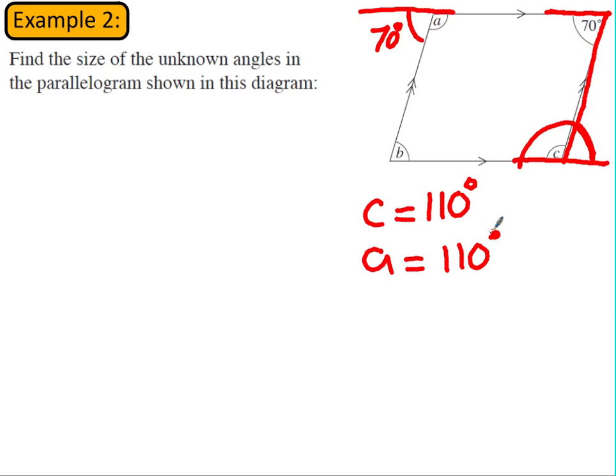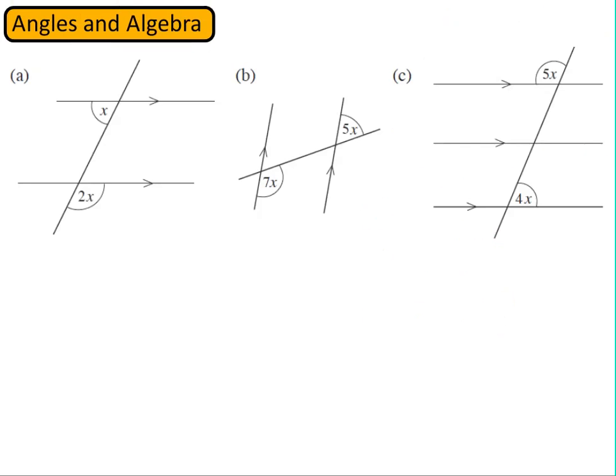Now we can find B in similar fashion. Of course, if this is 70, then of course B is going to be 70 as well. So that's one way of finding it out. We also know angles in a quadrilateral add up to 360, so we could take A, C and that 70 away from 360 and find B that way. Either way, B is 70 degrees.